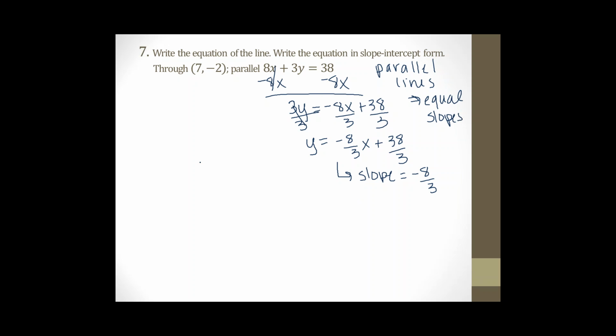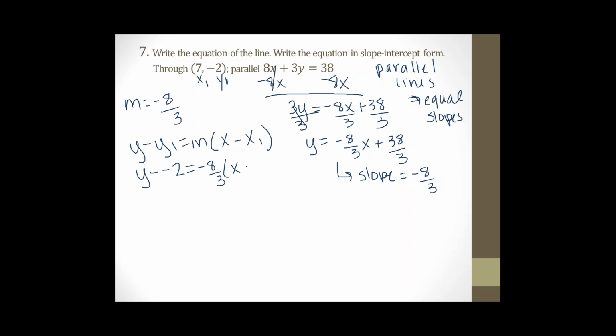All right, so while we wait for that, we'll go ahead and continue with this problem. So we have the slope that we're going to use, which is -8/3. So we'll say that m is -8/3. And then we have a point that we can use that's given to us, 7, -2. So remember point slope formula, y minus y1 equals m times x minus x1. So that x1 and y1 comes from the point given to us. So we have y minus -2 equals -8/3 times x minus 7.